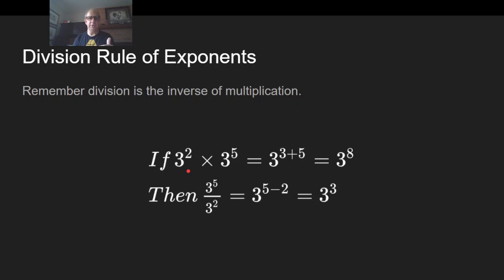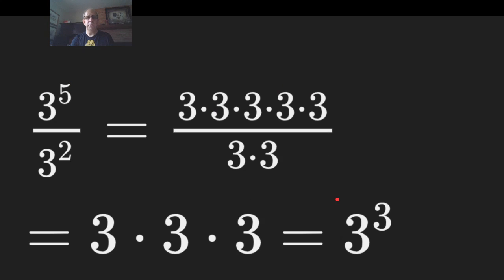They're the opposite. So if I'm multiplying exponents, 3 squared times 3 to the 5th, then I'm going to add those exponents. So I would have 3 to the 8th. If I'm dividing, then I'm going to do the opposite. So 3 to the 5th power divided by 3 squared is going to be subtracting the exponents. So I have 3 to the 3rd power. Okay? And this is how we show that.